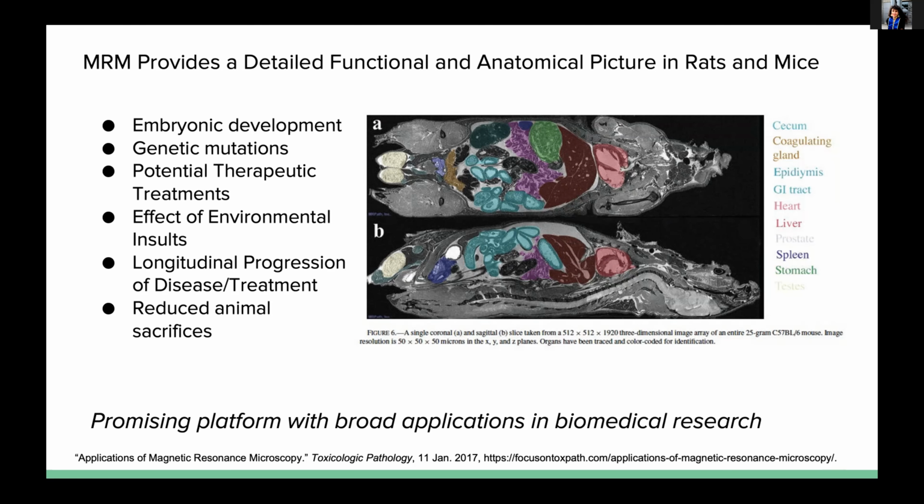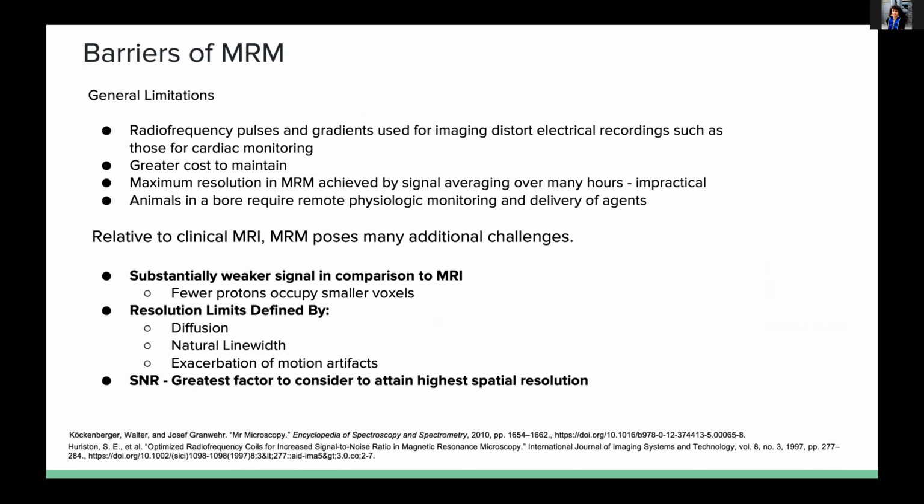And you can see in this figure the scan of a live rat, and you can see all the organs stained for clarity. Next slide. There are some barriers to MRM, however.